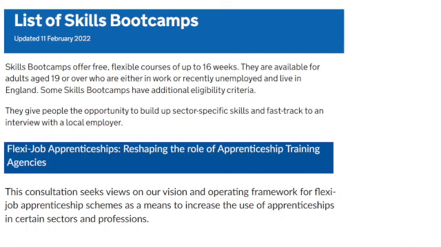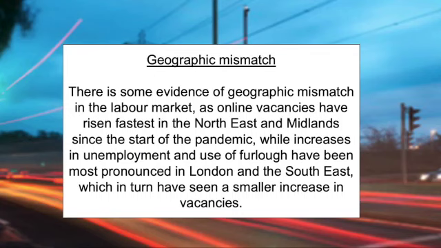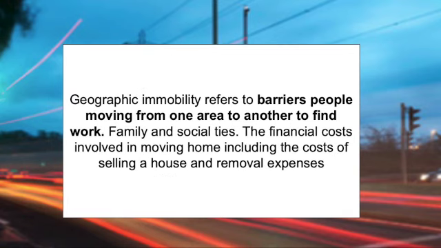So some of the examples mentioned were the skills boot camps and the apprenticeships, all aiming to target those of a working age to find themselves back into the workforce quicker. Now, another observation from the OBR was a geographic mismatch, especially between the north and the south. Now, geographic immobility refers to barriers from moving from one area to another. Now, this could be just simply down to the cost of moving. It could be down to, for example, the ability to travel with regards to commuting.